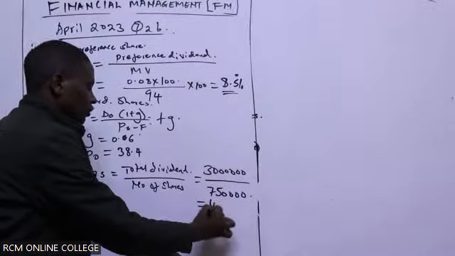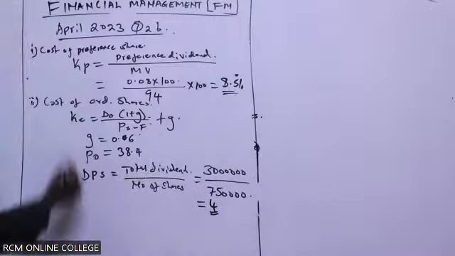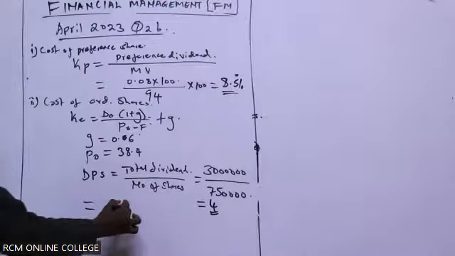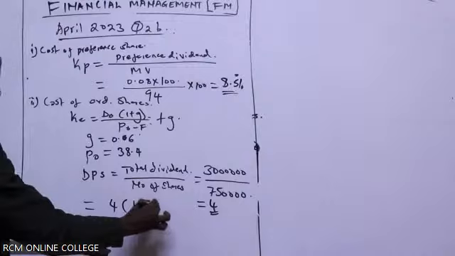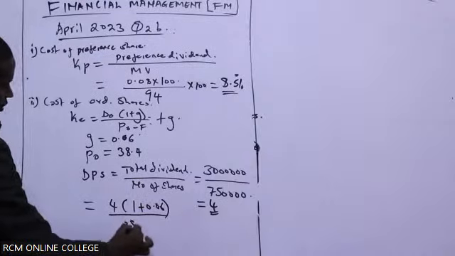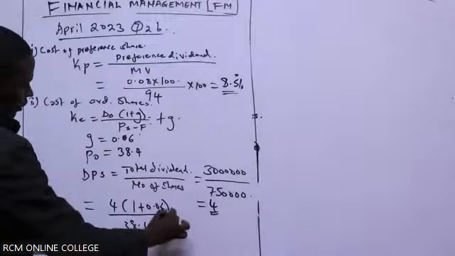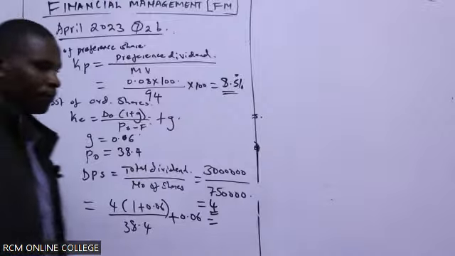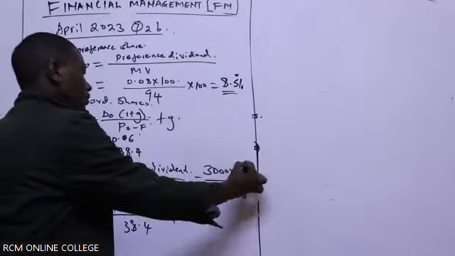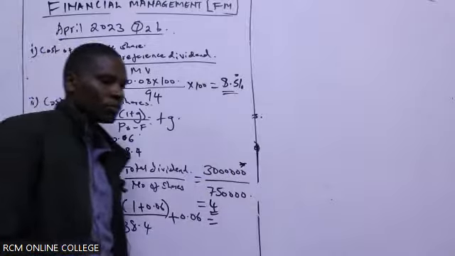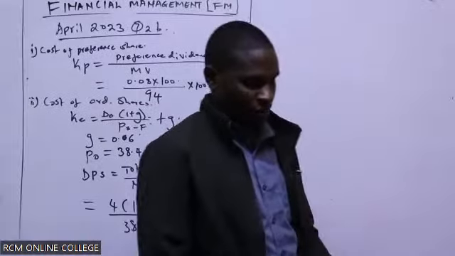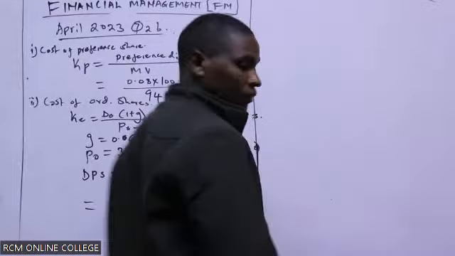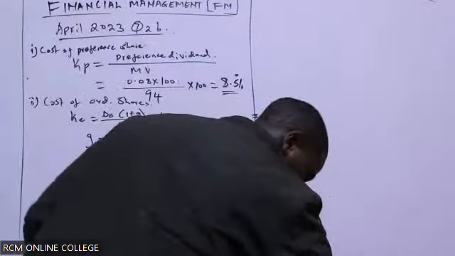4 shillings. So with that, we are able now to compute our KE. You can just put 1 plus 0.06 divided by 38.4. Hatuna flotation, and then we add 0.06. What will be our KE? Trick ilikuwa hapa. Kwa sababu hizo zingine ziko direct. Ziko direct kabisa. Haya. What will be our KE?